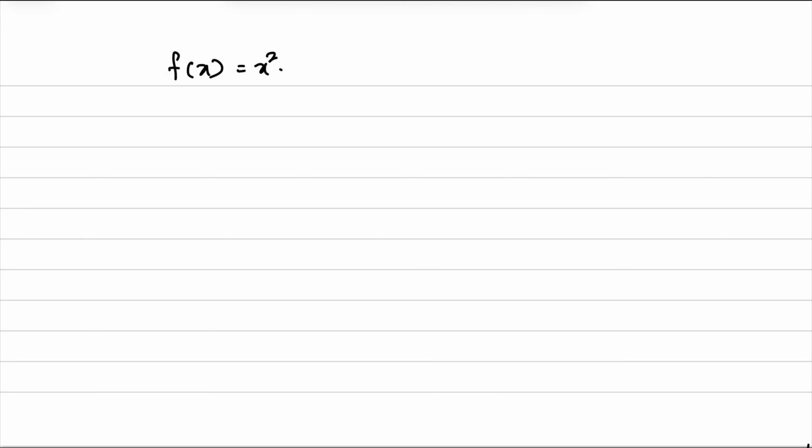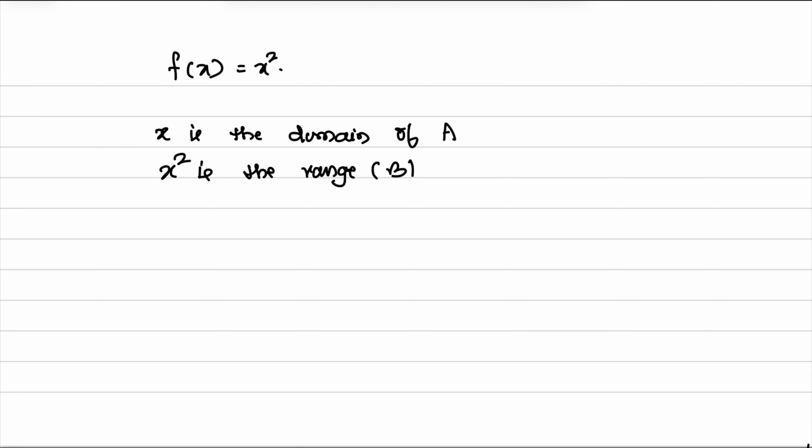If function f(x) is equal to x square, what are the values of x? X is the domain of A cross B we are finding, and x square is the range which we have discussed already, that is set B. And what is the domain? X can be from minus infinity to plus infinity on a real line, if it is a real line.